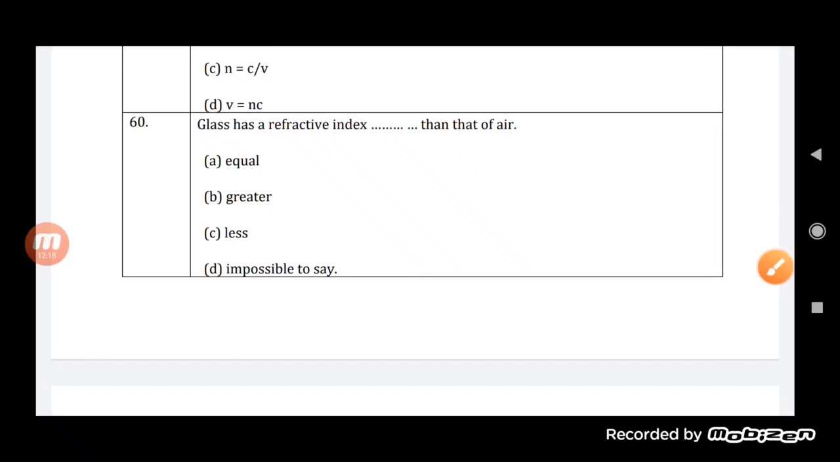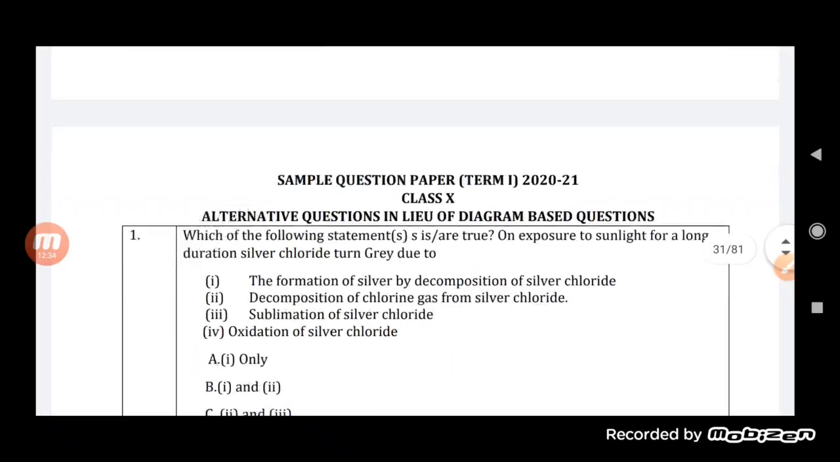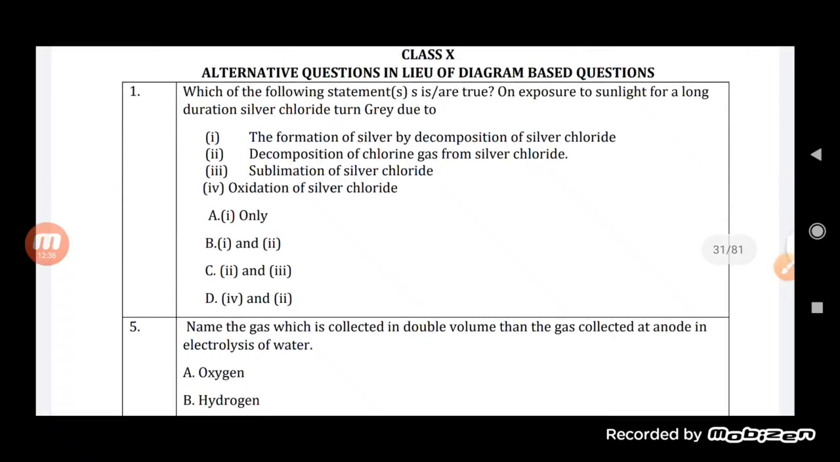Now glass has a refractive index dash than that of air. So basically, yes, the refractive index of glass will be what? It will be more than that of air. Okay, so the answer will be greater. So these are some of the questions from the case study.